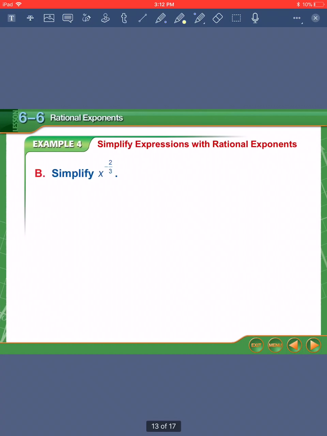All right, so simplifying x to the negative 2/3 power. We can write it as 1 over x to the 2/3 power. Let's see here. Actually, I'm going to come back to this one later. I'll leave different notes up over this one. This one goes into something totally different.